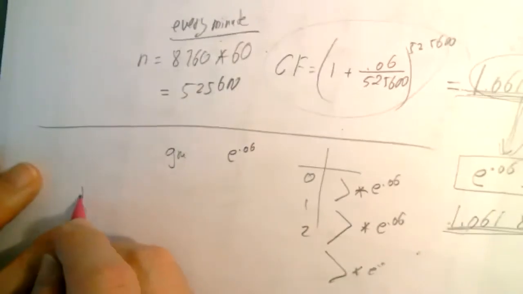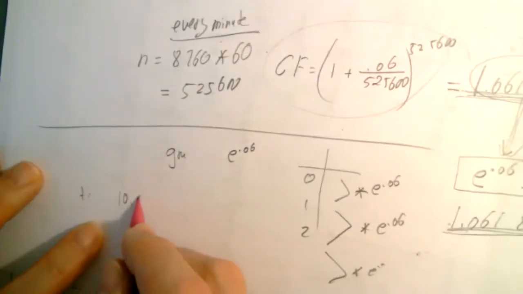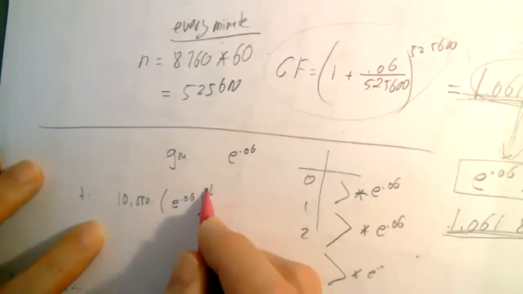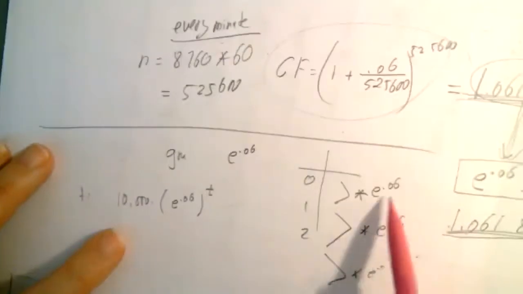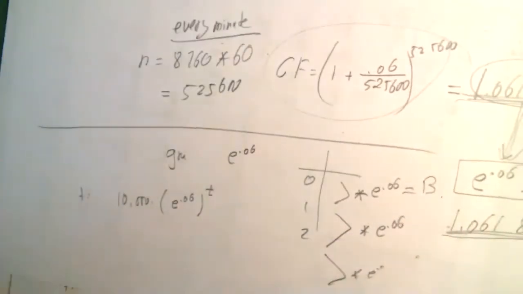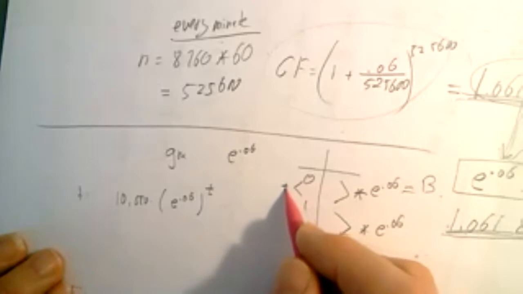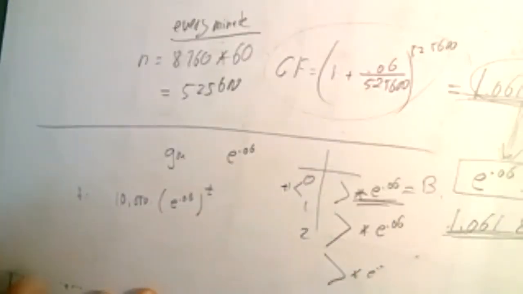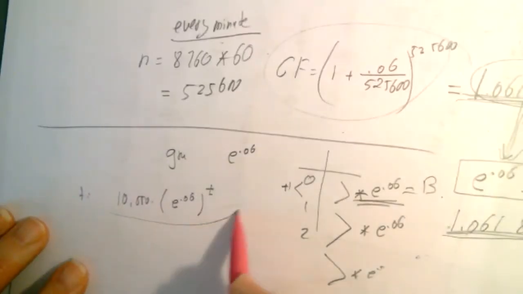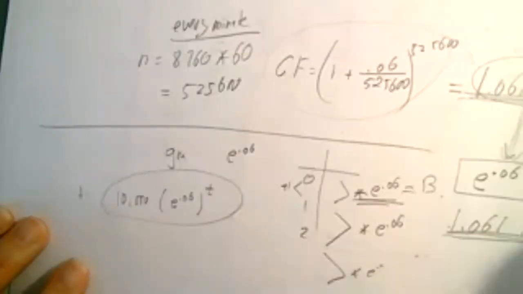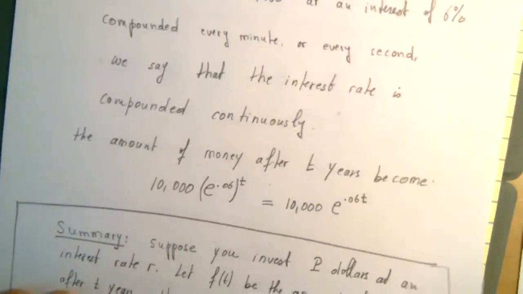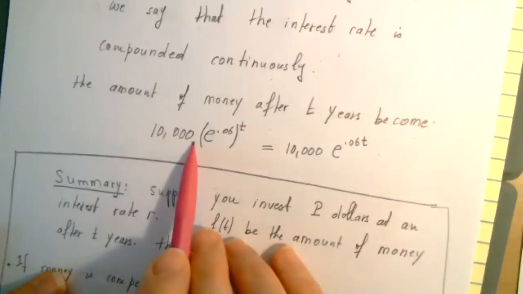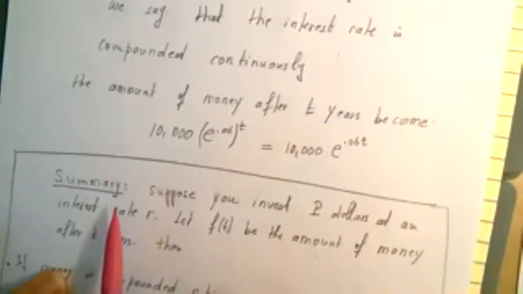So it means after t years, we're going to have the initial amount times e to the 0.06 to the power t. Because that's the b. That's what we are multiplying, because as time increases by 1, the money is multiplied by e to the 0.06. So that's how much money we're going to have: 10,000 times e to the 0.06 to the power t. So the amount of money after t years is going to become the initial amount times e to the 0.06 to the power t.